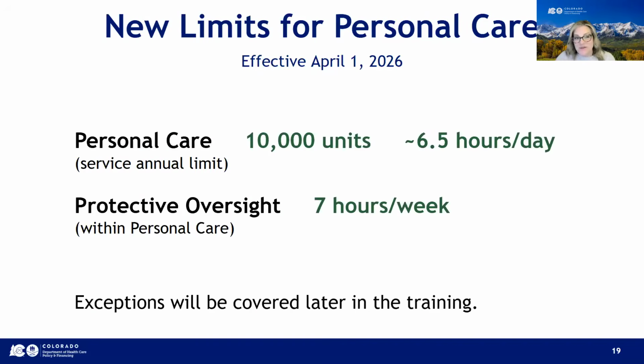That takes us to our new limits. The annual limit on personal care is now 10,000 units per annual service plan year, which translates to about 6.5 hours a day. The new limit for protective oversight that's within personal care is 7 hours per week.